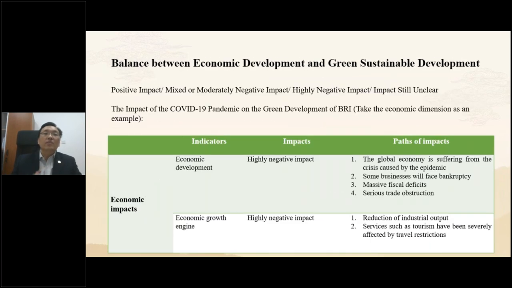The final issue is the balance between economic development, where we use positive impact, mixed, and negative impact, about the COVID-19 pandemic on green BRI issues. We find that the economic impact of COVID-19 is highly negative for the global economy and some businesses, and also brings massive fiscal deficit and serious trade obstruction. For the economic growth engine, COVID-19 has a highly negative impact through a reduction of industry output, and services such as tourism and travel restrictions.